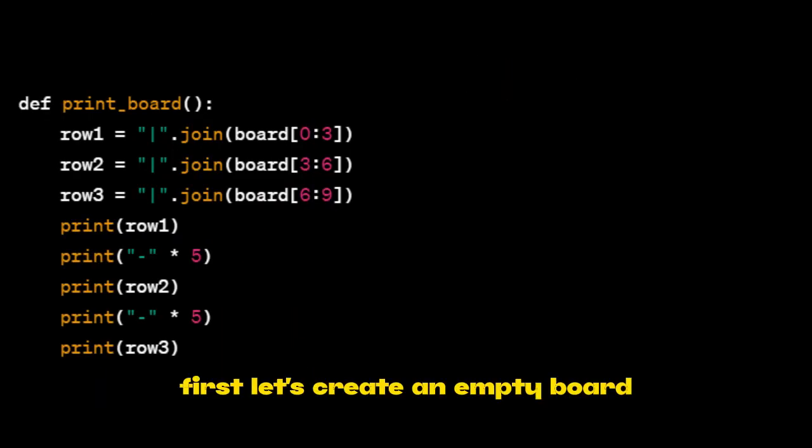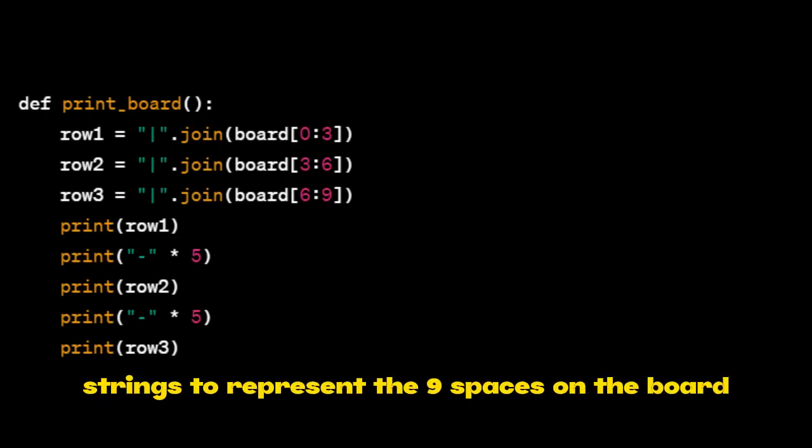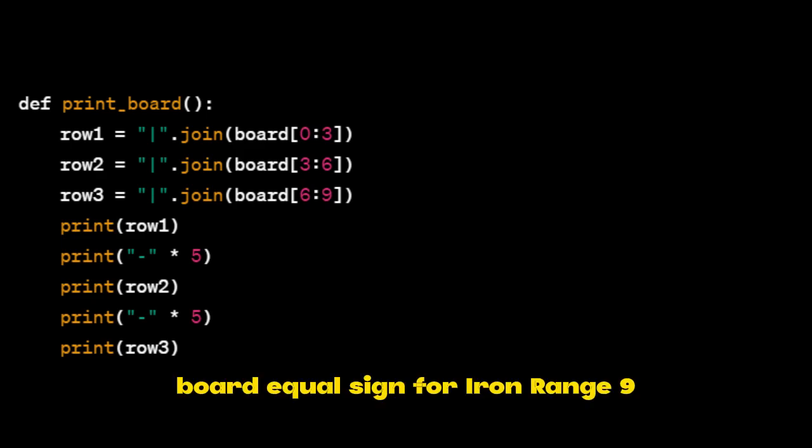First, let's create an empty board. We'll use a list of 9 empty strings to represent the 9 spaces on the board. board = ["" for i in range(9)].